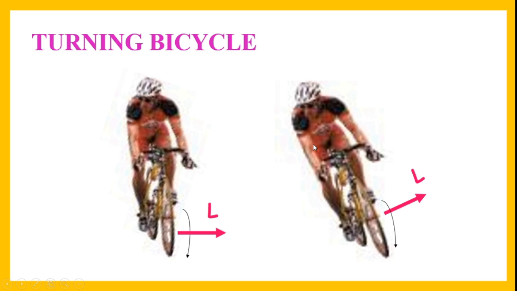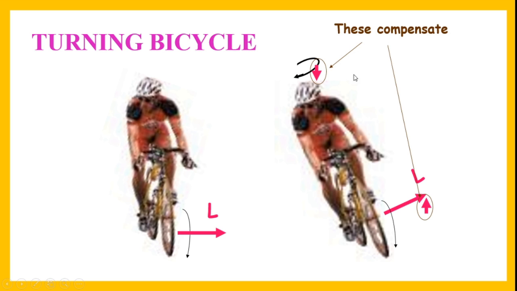Now if you see here, turning a bicycle, so now he is going straight. If you observe, L is in this direction. As he is turning a bike around a corner, the angle of L slightly changed. But if you observe here, as L is changing, this angle will compensate the L value.